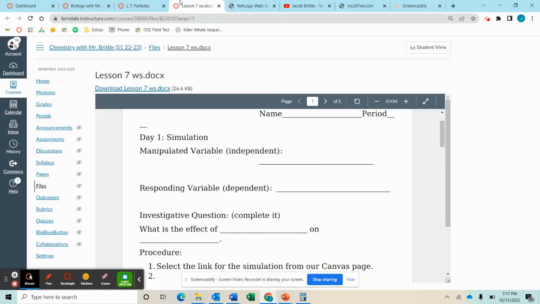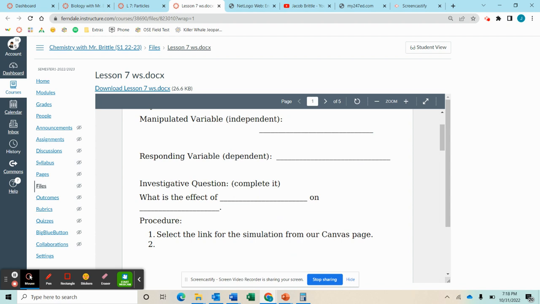There was a number of independent variables you could have picked from. I believe the four that you could have picked one from was changing the mass. One of them was changing the starting temperatures of the two individual masses. One was increasing the difference in temperature between the two masses. And then the last one was how much contact the two masses have.